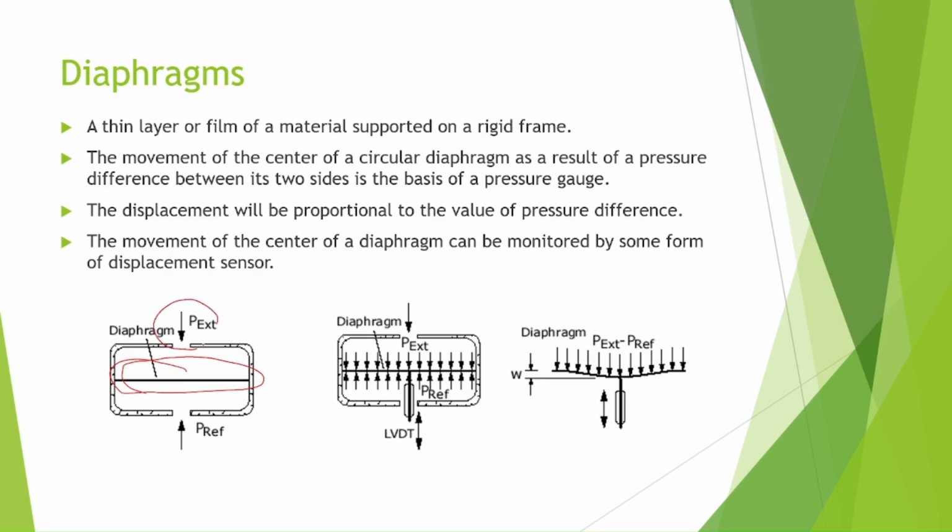When external pressure is applied on the outer surface, and at the bottom we have the reference pressure, the difference will deform the diaphragm like this. This deflection will be measured by using this LVDT. LVDT is actually a displacement sensor. So this displacement sensor measures the deflection of the diaphragm due to the application of force.